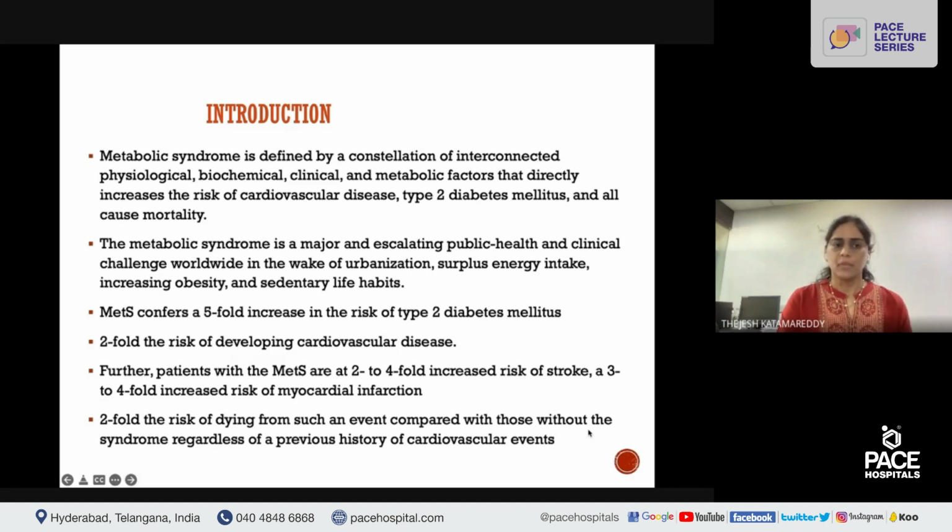people. Metabolic syndrome confers almost a five-fold increase in type 2 diabetes and a twofold increase in cardiovascular disease. Further, it is also a risk factor for stroke, with a two to fourfold increase in stroke and a fourfold increase in myocardial infarction. And there is a twofold increase in risk of death if a person has metabolic syndrome than a person who is not having this syndrome.